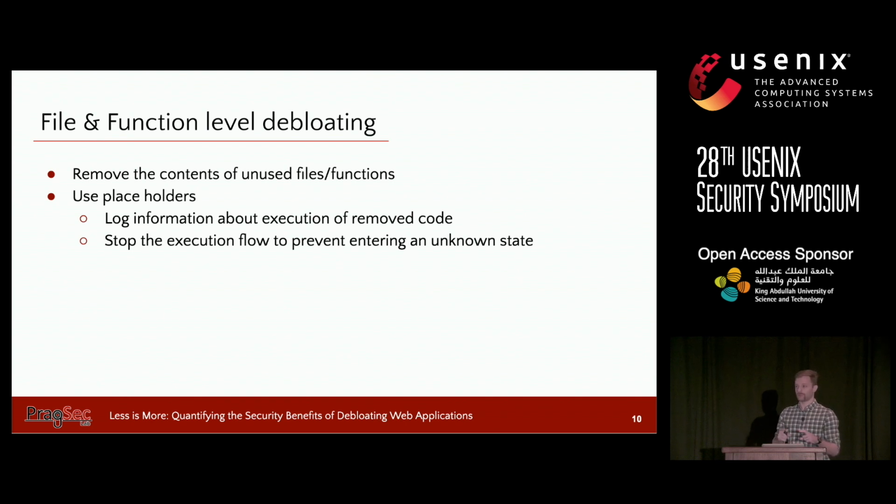And we use specific placeholders instead of these files and functions that will notify the admins if these parts of the application are ever executed, so that they can go and investigate if the users actually need that part of the application. We also show an error message to the user saying that this part of the application is removed. And we also stop the execution within that specific path at that point, because we don't want to enter unknown states and potentially introduce new errors.